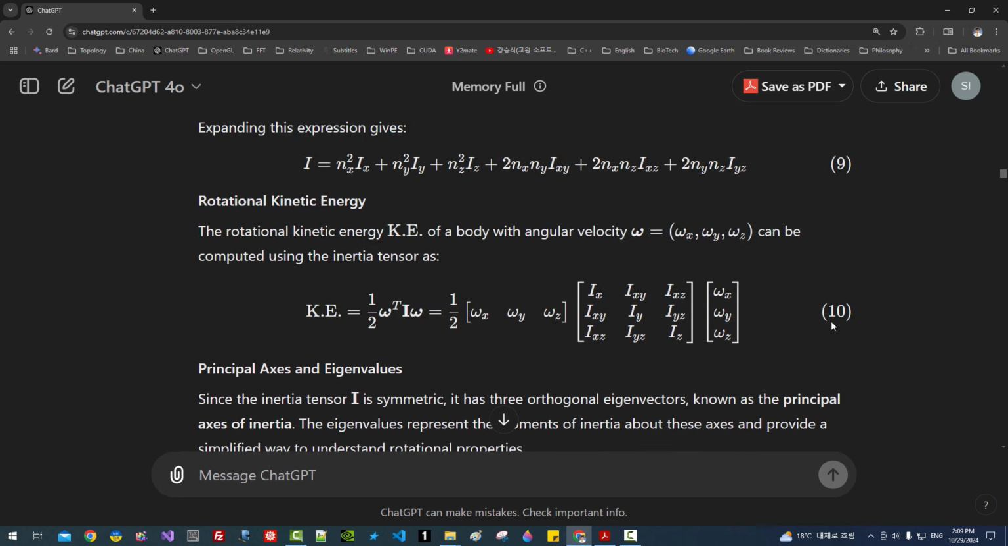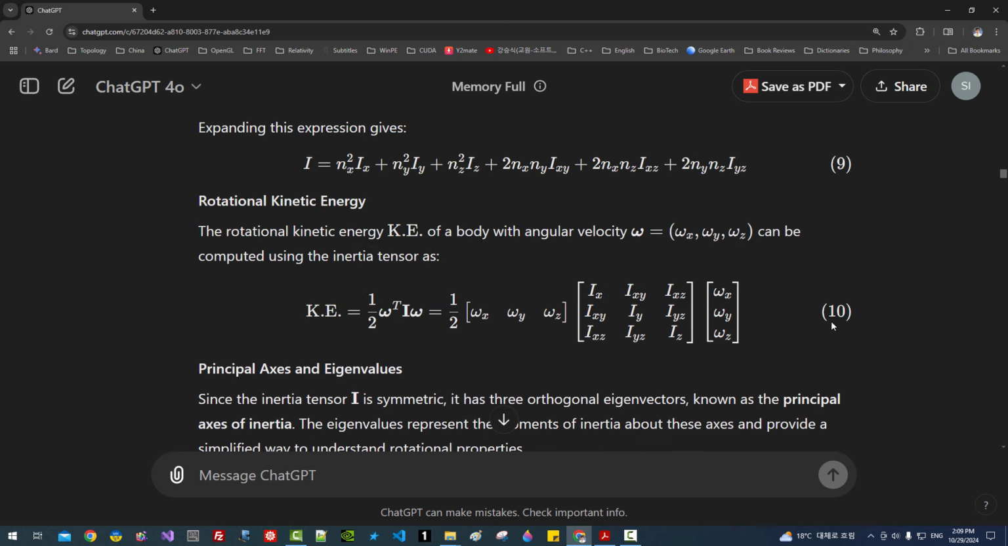I'm glad you liked it. Equation 10 really highlights the elegance of using the inertia tensor for rotational kinetic energy. It condenses all the complexity of mass distribution and rotational dynamics into a compact symmetric matrix form, perfect for understanding how different rotational components interact seamlessly. Let me know if you'd like more on inertia tensors, or anything else.